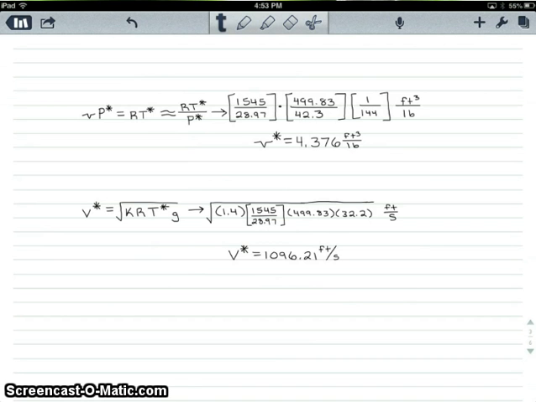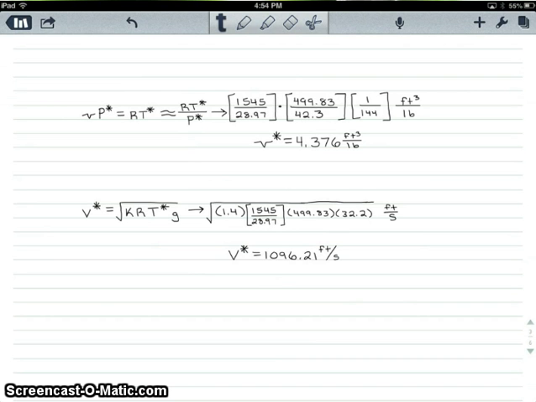And as to finding the velocity at the throat, we use equation 9.37, where V equals the square root of kRT times the gravity component. As you multiply across, you'll see that the velocity at the throat is 1096.21 feet per second.